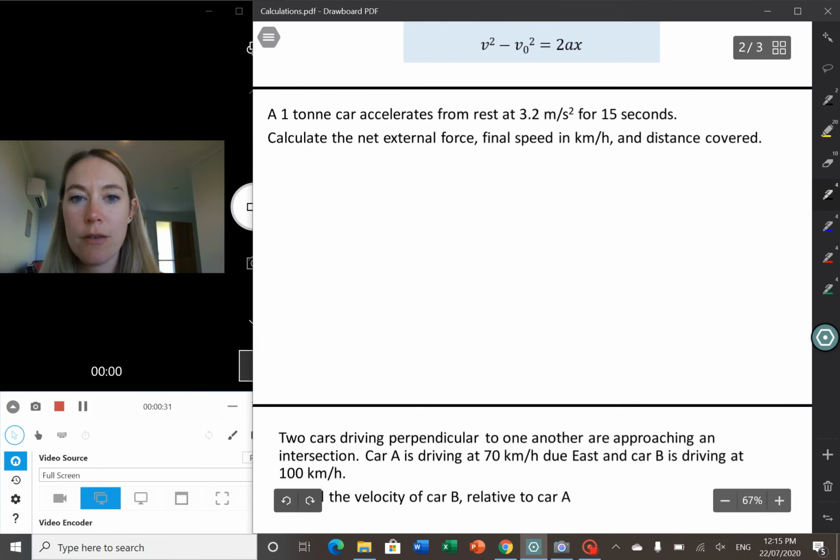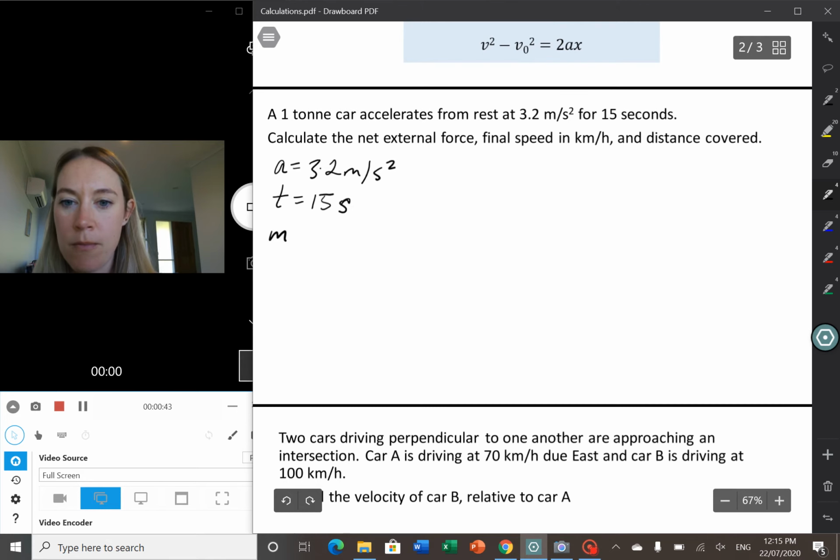So let's list the things that we know. We're given acceleration, we are given time, and we are given mass is 1 ton, which I'm straight away going to convert into kilograms.